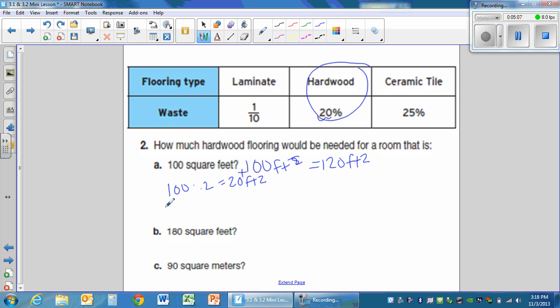If you choose to change to a fraction, you're going to multiply by 20 over 100 because percents are always out of 100. When you do that, you figure out that the answer is 20 again. And we need to add that to our original of 100 square feet. And again, our answer is going to be 120 feet squared. So when you do B and C on your own, you can either change the percentage to a decimal or to a fraction. So complete B, C, and D on your own, and when you're done, go ahead and press play.